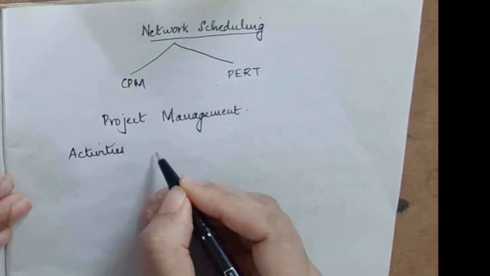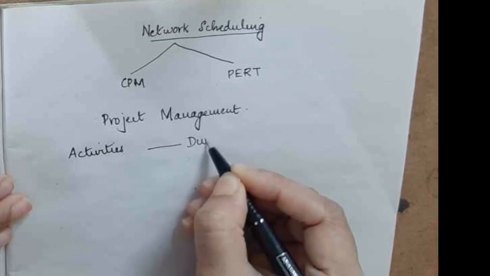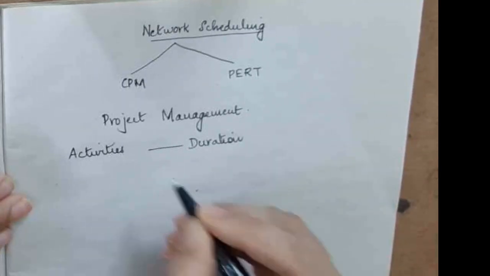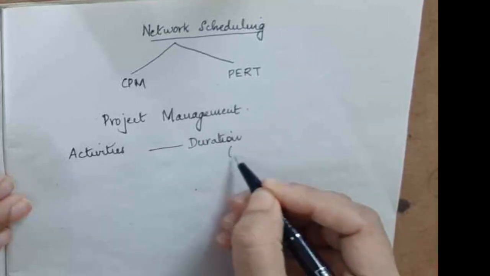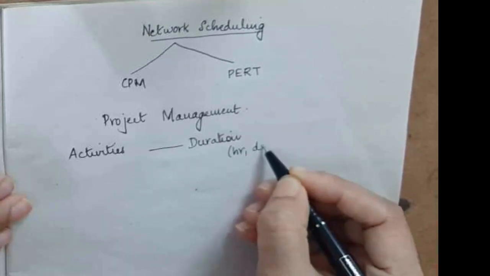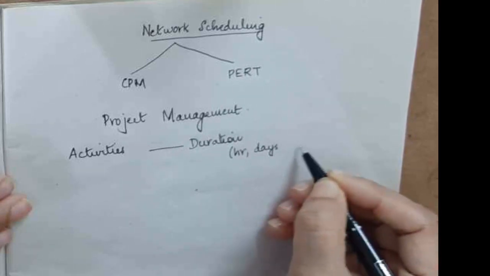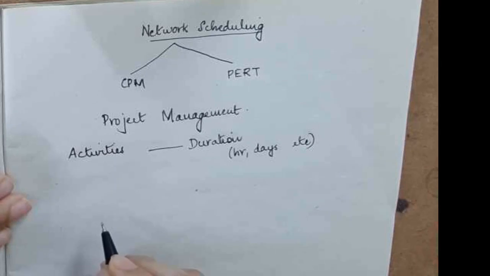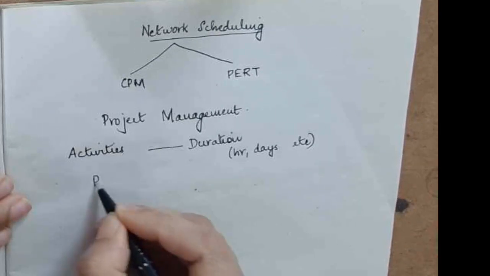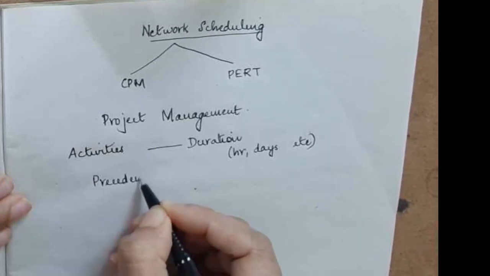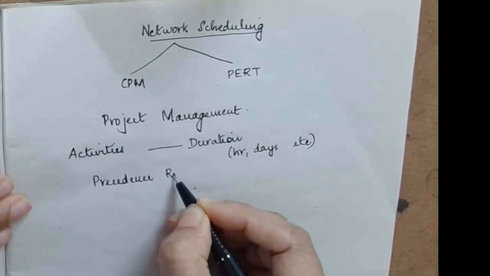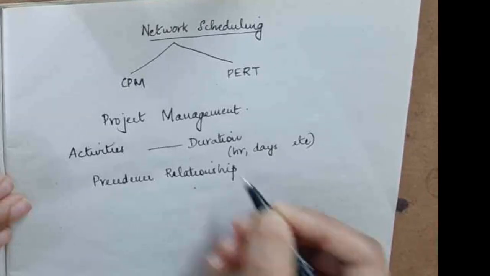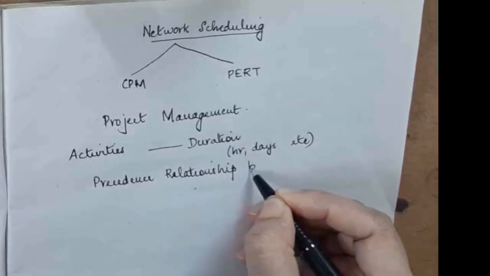Now, each activity will have a duration associated with it, the time taken to do a certain activity. It may be in hours or days or weeks or months. Then there will be a precedence relationship between the activities.